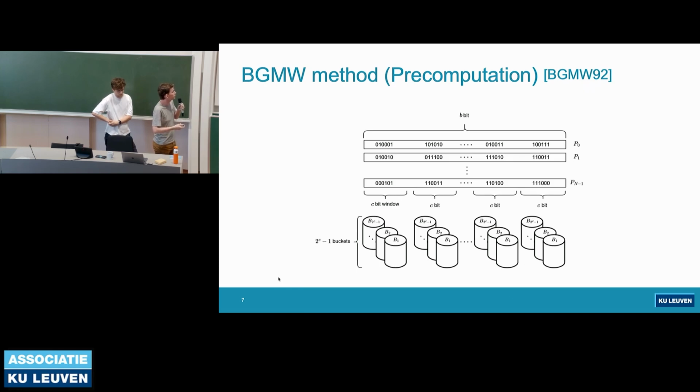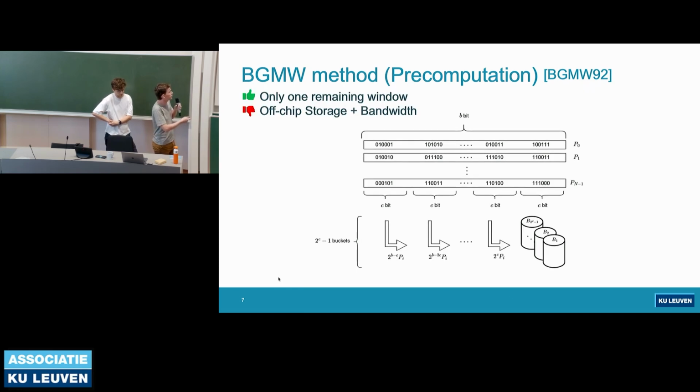So what will we pre-compute here? Well, for every point, we will pre-compute 2 to the power c, 2 to the power 2c, and so on. And then instead of putting the points P into every window according to their scalar for every window, now for the second window, we can add pre-computed points into the same window. Once again, this saves us storage space because we don't need all of these buckets anymore, and we now only need one aggregation step. What this does cost us is off-chip storage to store all of these pre-computed points and bandwidth because we need to put them onto the device at runtime.